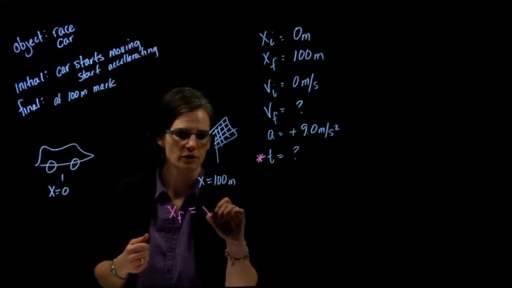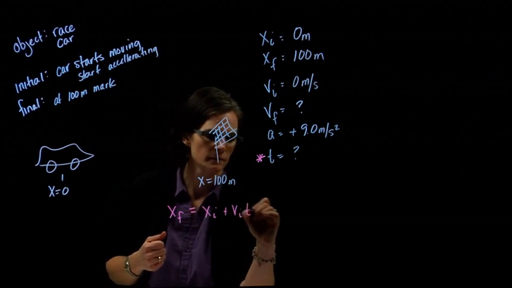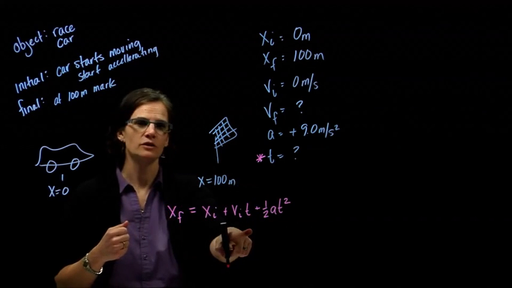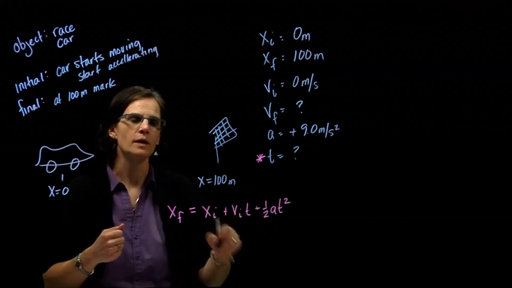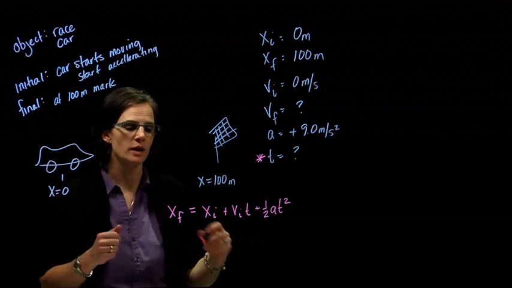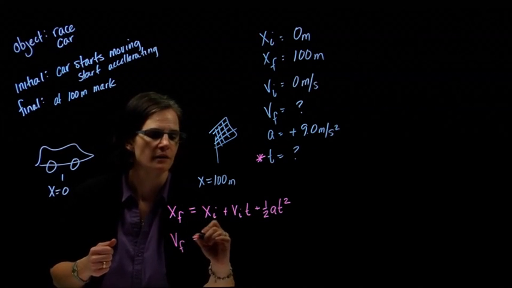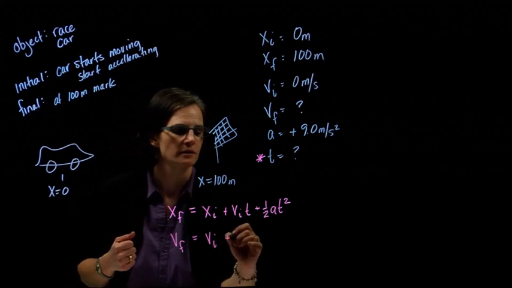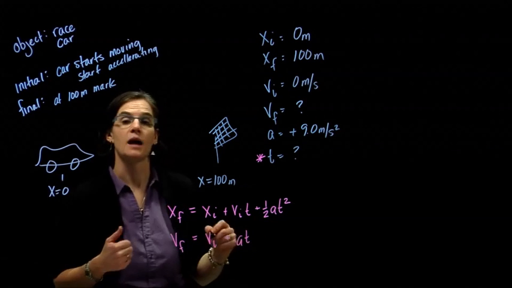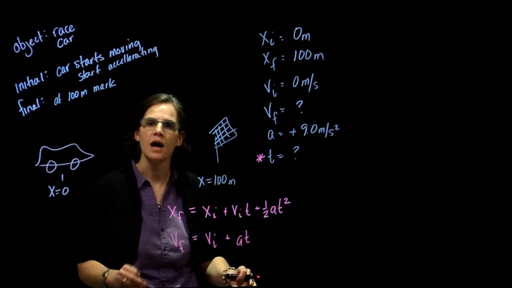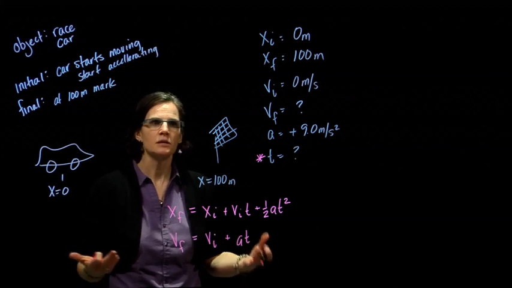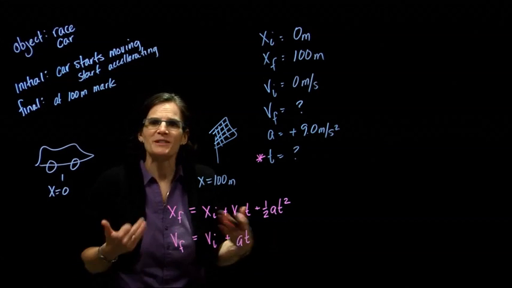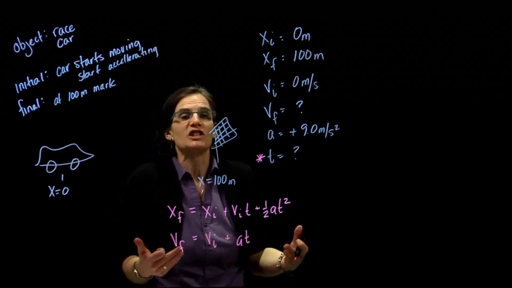Our position equation: final position equals initial position plus the initial velocity times time plus 1/2 the acceleration times time squared. And the other equation that is powerful for us is our final velocity, which equals our initial velocity plus our acceleration times time. Now both include time, and time's what we're interested in. So which one do we pick? Well, we're going to pick the one that has more variables in it. What's going to get us to that answer more efficiently?